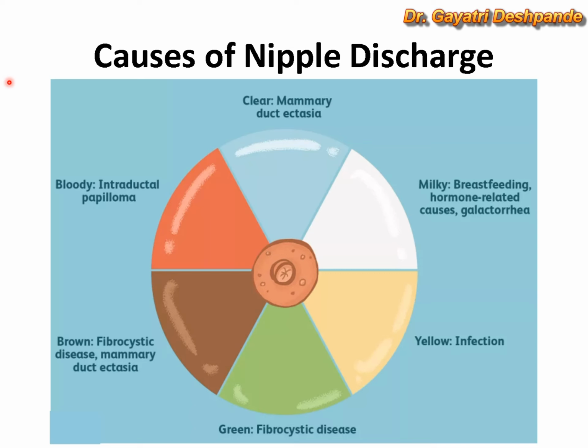The cause of nipple discharge can be assessed roughly based on the color. Duct ectasia usually has a clear nipple discharge. A milky discharge can be seen in patients who are breastfeeding or in hormone-related causes like prolactinoma or galactorrhea. A yellowish discharge may indicate infection. Fibrocystic disease usually gives rise to a greenish or brown discharge. However, if there is blood, you should suspect an intraductal papilloma or even malignancy.